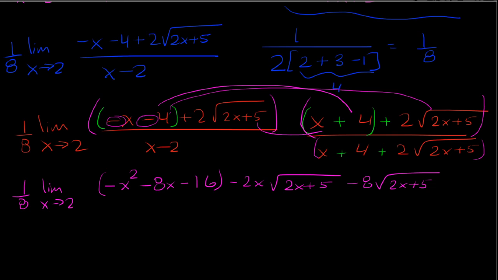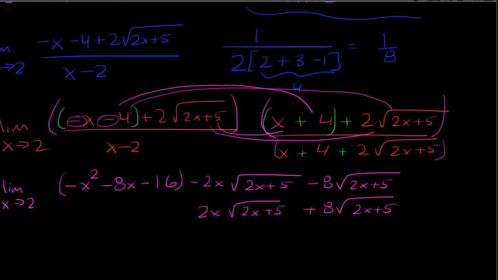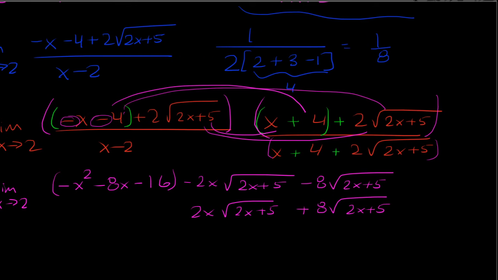We want to do the inner ones. So we have positive 2x times square root 2x plus 5, and then positive 8 square root 2x plus 5. And then we do the last ones. And for the last one, we're really just squaring the 2 times square root 2x plus 5, since they're the same term. And we'll get 4 times quantity 2x plus 5. Simplifying this, we see that these cancel.